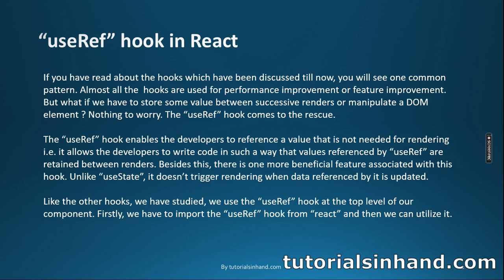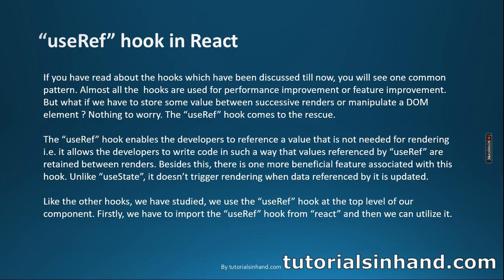The useRef hook enables developers to reference a value that is not needed for rendering. That is, it allows developers to write code in such a way that values referenced by useRef are retained between renders. Besides this, there is one more beneficial feature associated with this hook. Unlike useState, it doesn't trigger rendering when data referenced by it is updated.